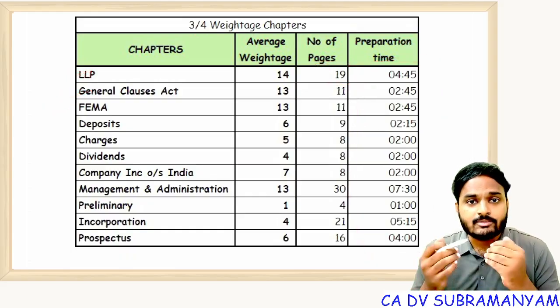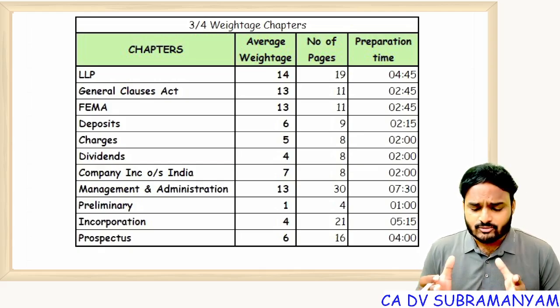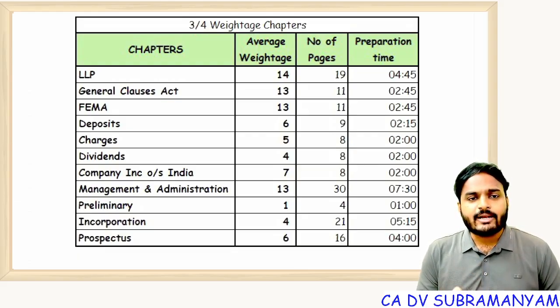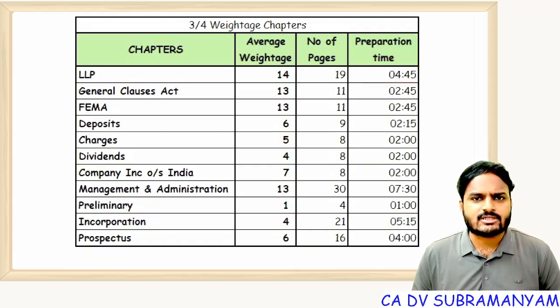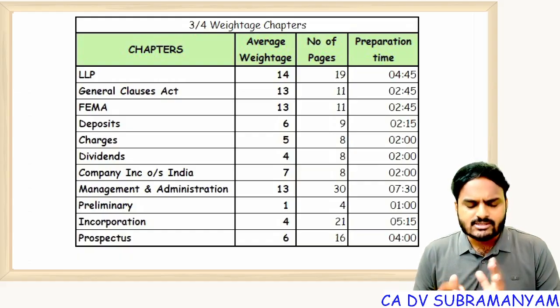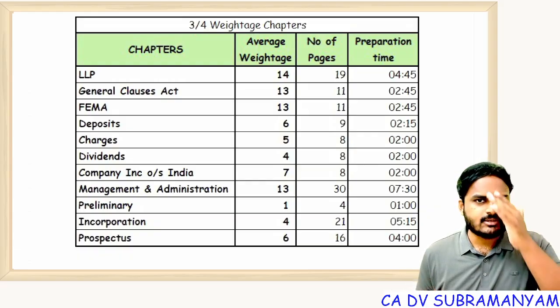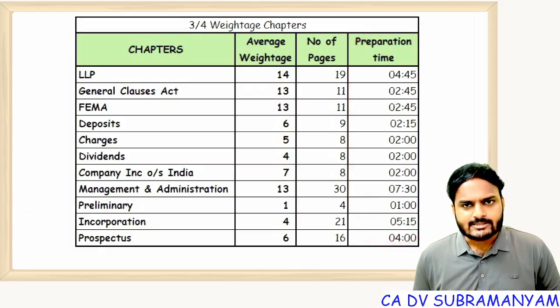That budget time I provided in this annexure or in this table, whatever you can see on the screen. So LLP, if you are preparing LLP for the first time, allocation of 4 hours 45 minutes is sufficient. If you are able to allot 5 hours, yes, you will get complete knowledge of LLP. Getting my point? So how I did this budget time, each page 15 minutes.